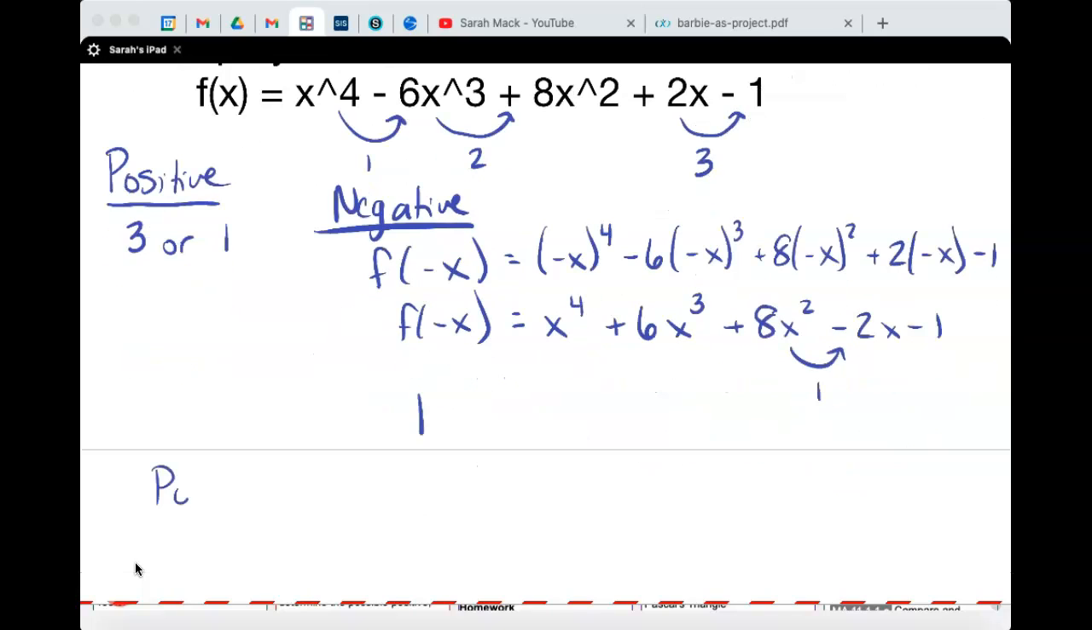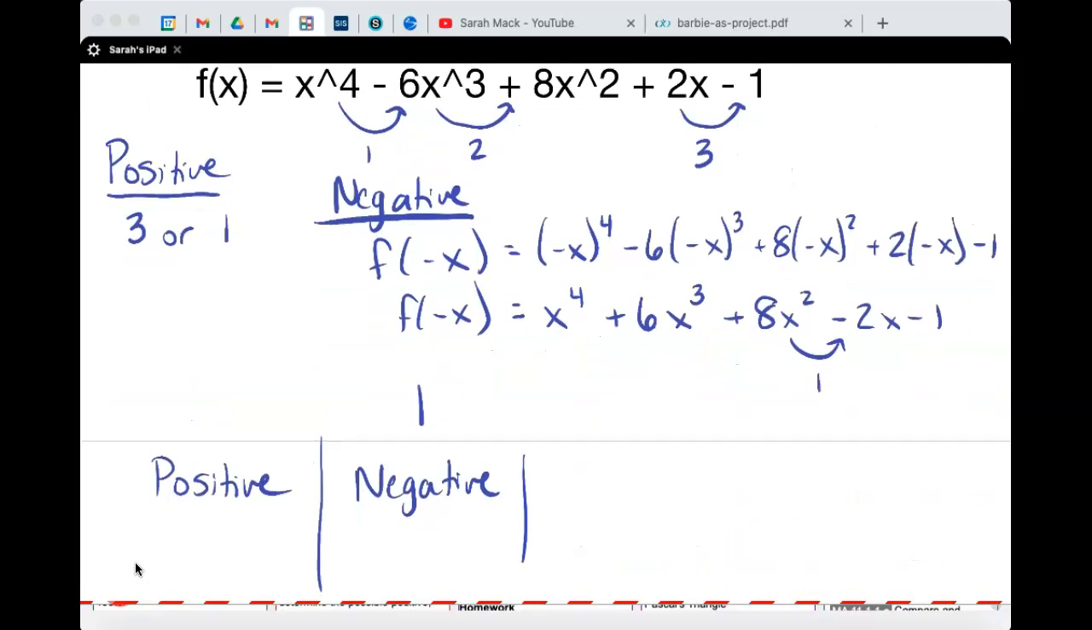Okay, so let's make a table to represent all of our possibilities. Basically, I could have 3 positive real zeros, and I could have 1 negative real zero. How many total zeros should I technically have for this polynomial? 4, because my highest exponent was 4, so there should be 4. So if I have 3 positive and 1 negative, I should have 0 complex, like 0 imaginary solutions.